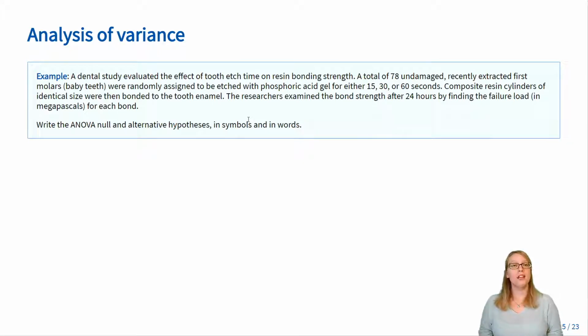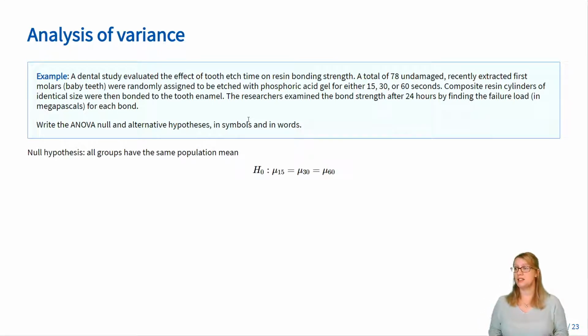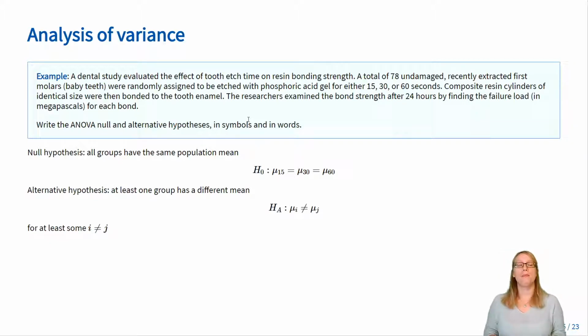So let's start by writing the ANOVA null and alternative hypotheses. Our null hypothesis is that all groups have the same population mean, in this case the same population mean failure load. So the mean for the 15 seconds group is the same as the mean for the 30 seconds group is the same as the mean for the 60 second group. Our alternative hypothesis is that at least one group has a different mean. It might be that 15 is different from 30, might be that 15 is different from 60, might be that 30 is different from 60. We don't know yet. Our alternative is just that there's at least one difference.